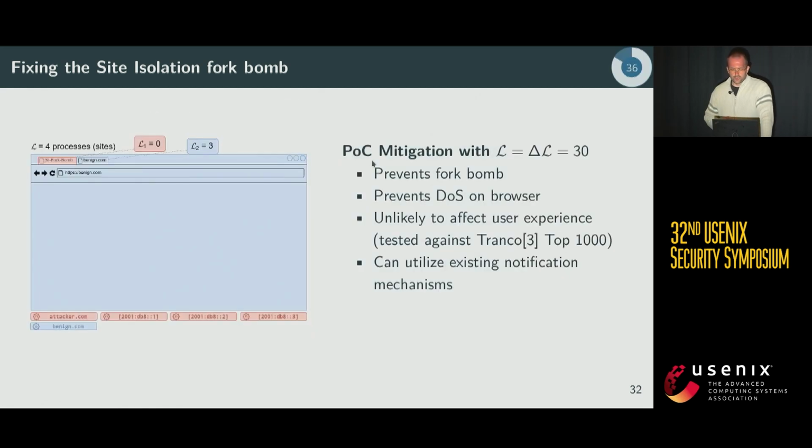We did test our proof of concept mitigation with values L and delta L of 30, and we found that those prevent the fork bomb, prevent denial of service on the browser, and are unlikely to affect user experience. We tested this against the Tranco top 1000 and saw that none of the websites triggered our dialog. Also, this countermeasure can utilize existing notification mechanisms that are already present in the browser for the exploits that run inside the browser sandbox.